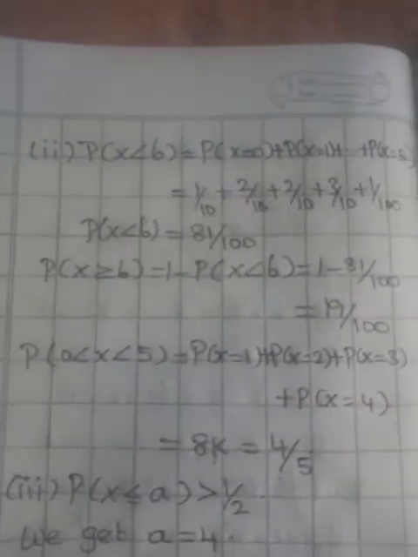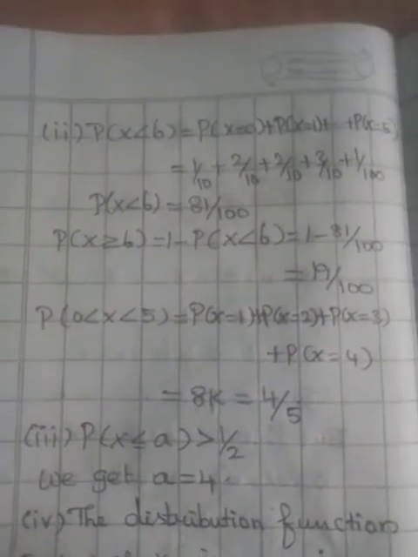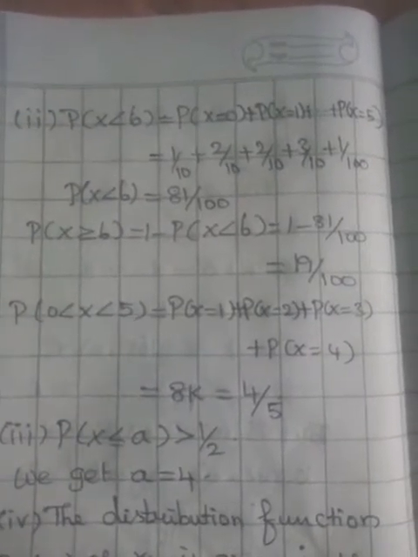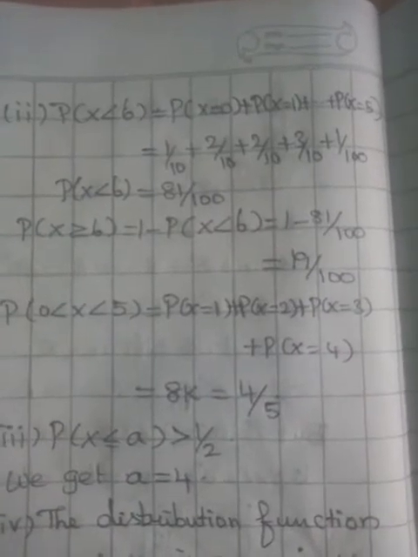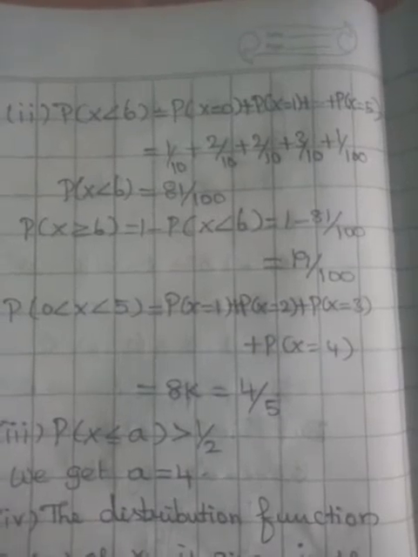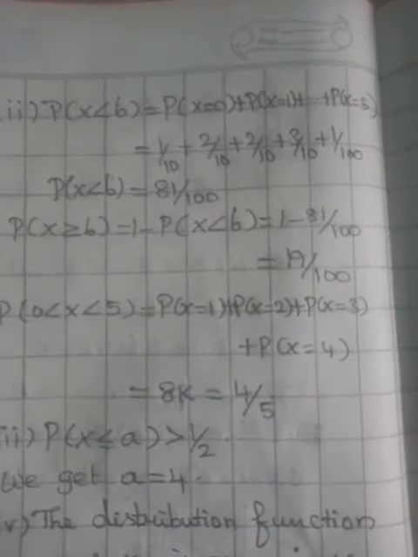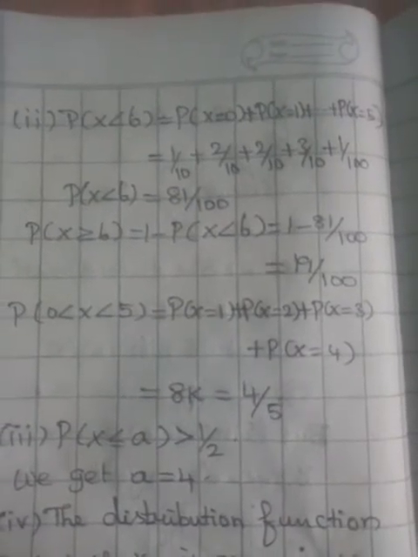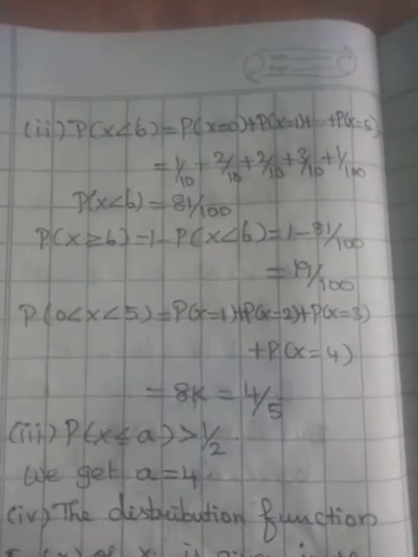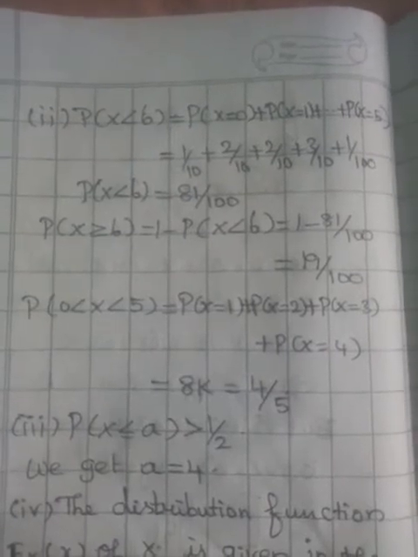Next, second one, P of x is less than 6 is equal to P of x is equal to 0 plus P of x is equal to 1 plus and so on, plus P of x is equal to 5. The values are 1 by 10 plus 2 by 10 plus 2 by 10 plus 3 by 10 plus 1 by 100. That means P of x is less than 6 means x values 0 to 5. So P of x is less than 6 is equal to 81 by 100.